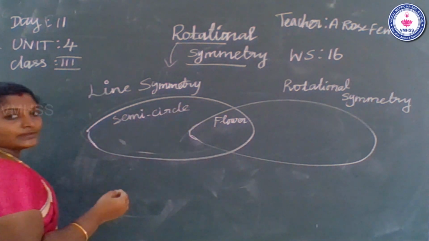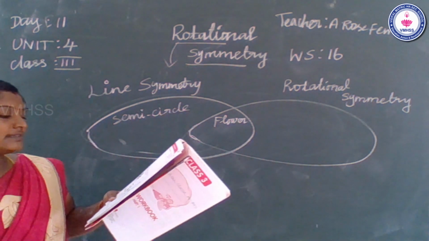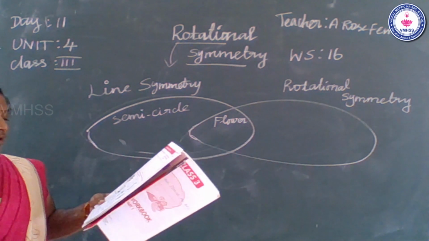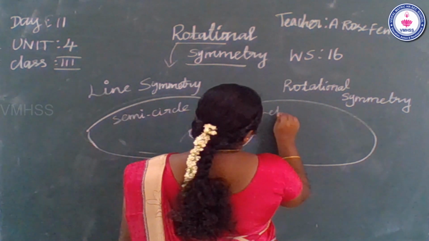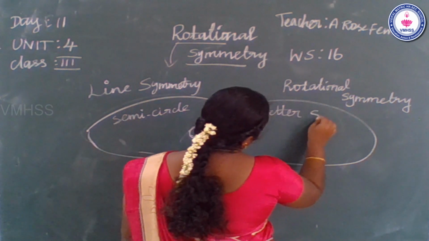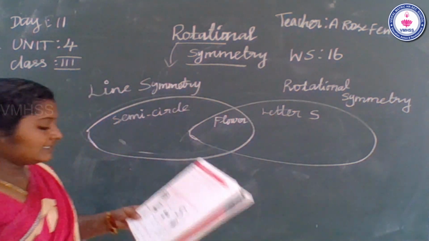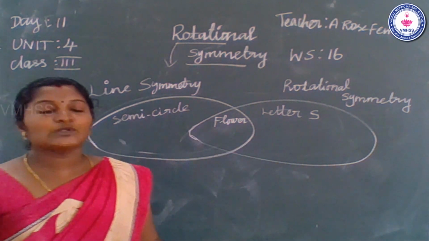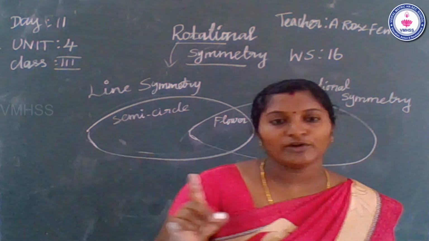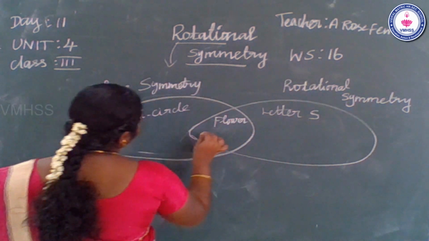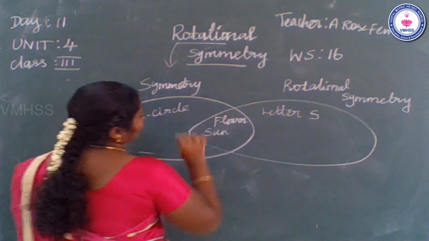Semicircle. Next, the last letter S. It's a rotational symmetry. Next one, sun. It is a rotational symmetry and line of symmetry. So sun has both kinds of symmetry.